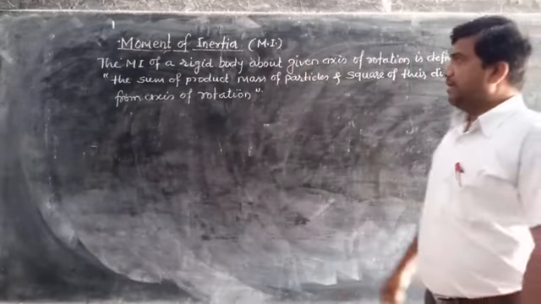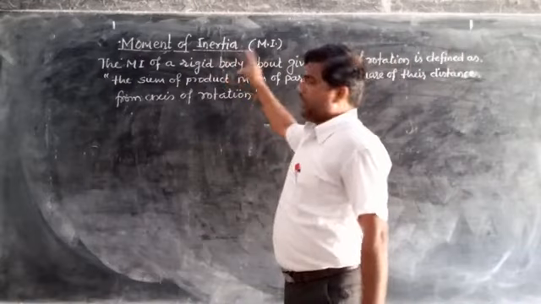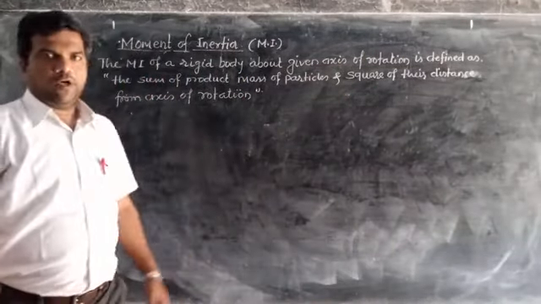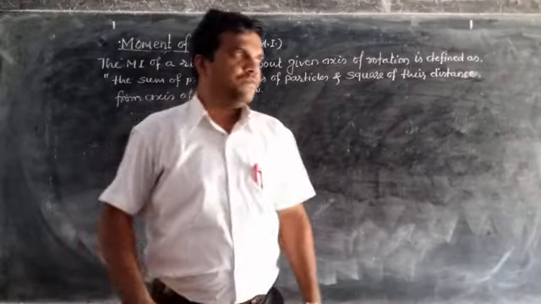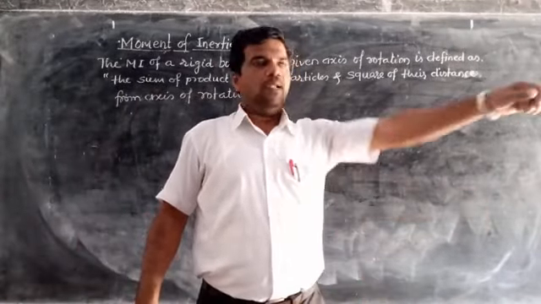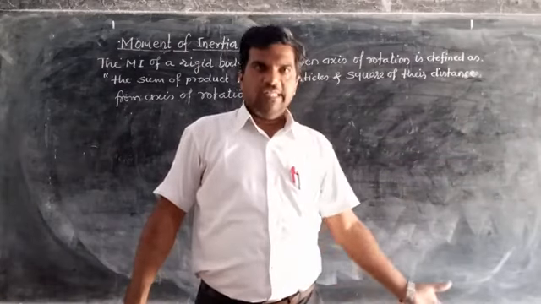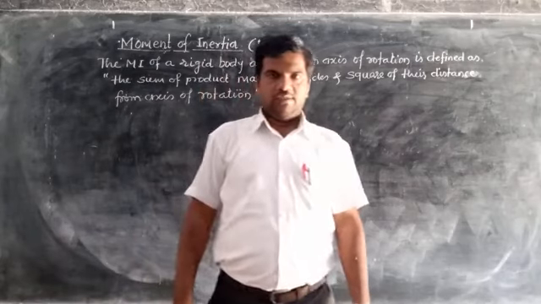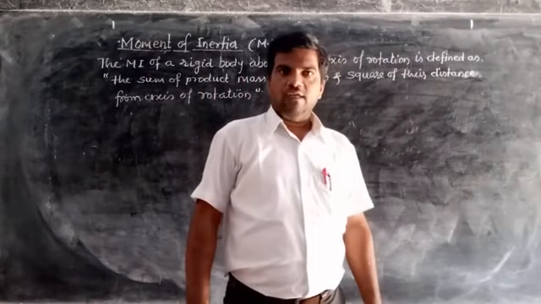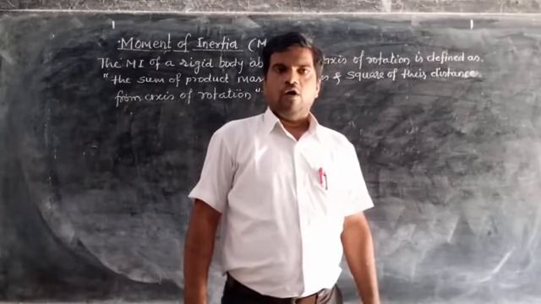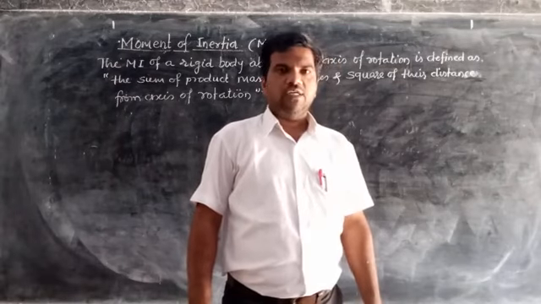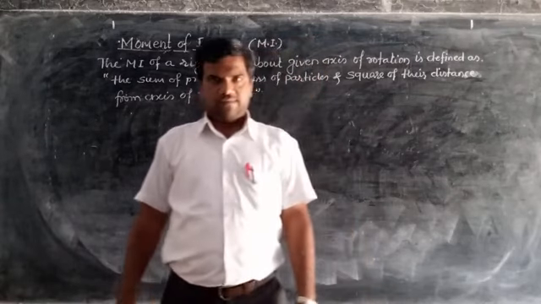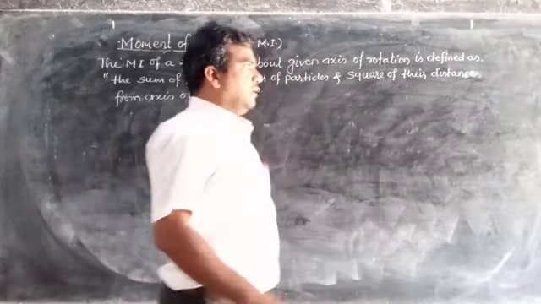Now we see the next topic, moment of inertia of a rigid body. So what is moment of inertia? First of all we see what is inertia. Inertia, as we have seen in the first lecture, is the property of a body to oppose the external change, or which tries to change the shape or size of the body. This property is called inertia.